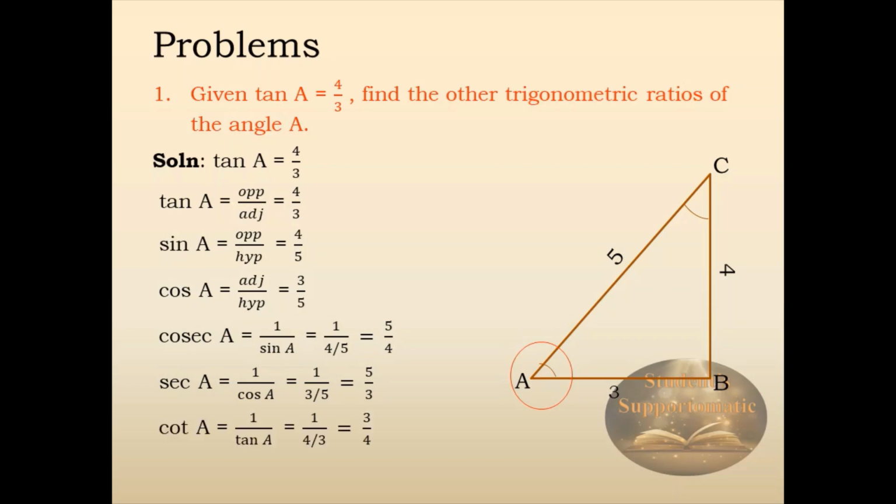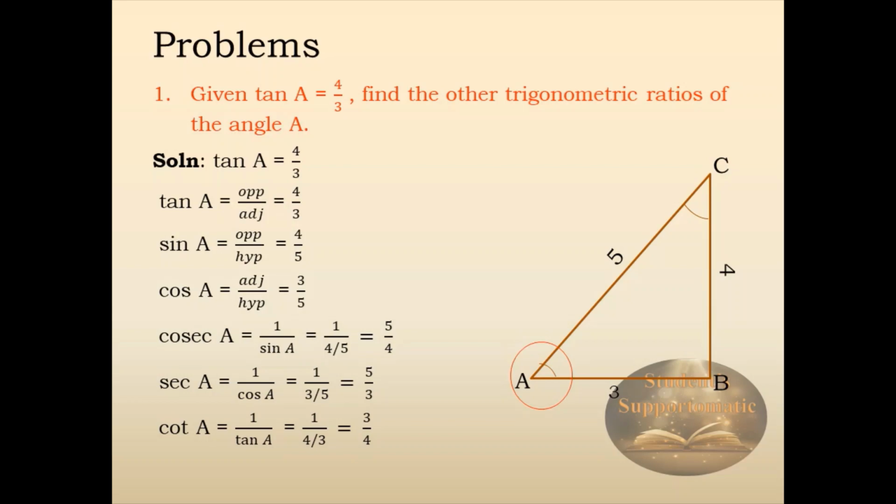The last one is cot A. Cot A is equal to 1 by tan A, which is equal to 1 by 4 by 3, that is equal to 3 by 4. So cot A is the reciprocal of tan A. Since the tan A value is 4 by 3, cot A is 3 by 4. So this is the first problem.